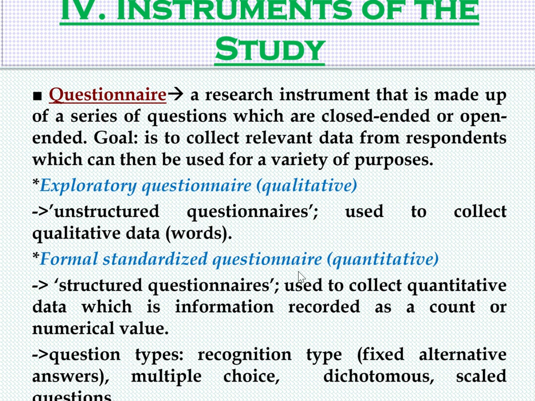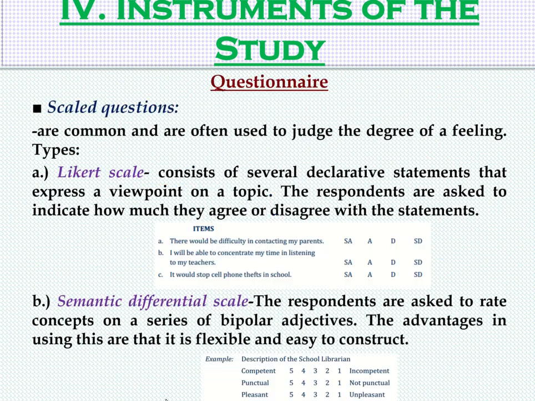Question types natin for formal standardized questionnaire, you have recognition type, where you provide fixed alternative answers to your respondents. Pwede multiple choice, dichotomous, and scaled questions. So those are the type of questions for quantitative or formal standardized questionnaire. And then let's focus for a while with the scaled questionnaires.